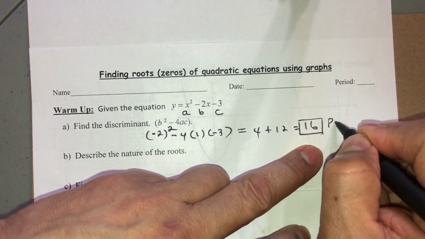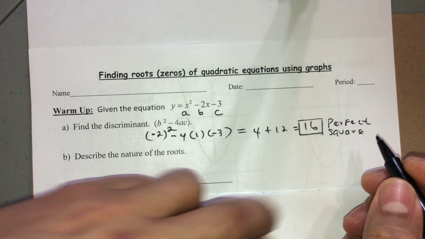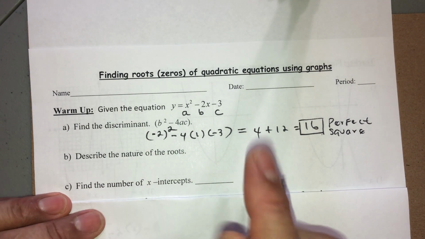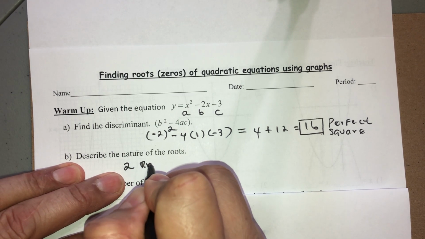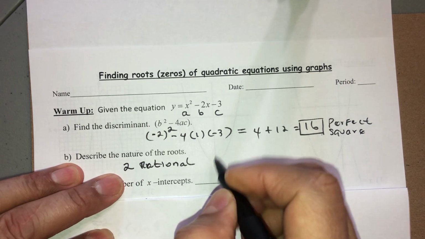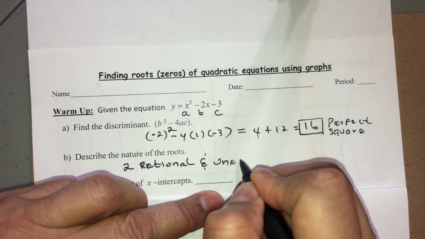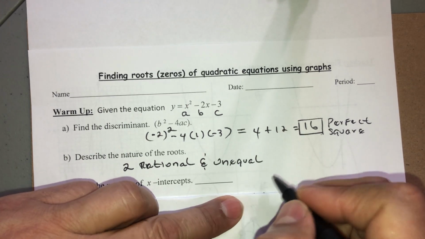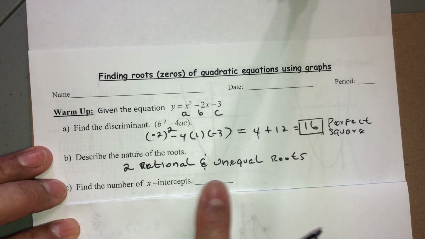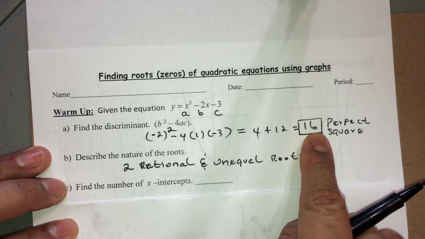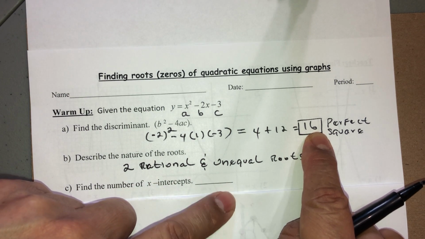And because this is a perfect square, the nature of the roots are the following: 2 rational and unequal, or different, roots. That will be the nature of the roots. If that would have been a non-perfect square, that would have been 2 irrational and still unequal.